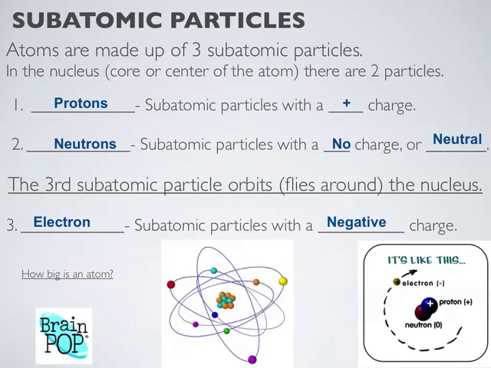How does the nucleus stay like in midair? It just is. It's so small that different laws of physics apply to it. Quantum physics applies to electrons and small particles.